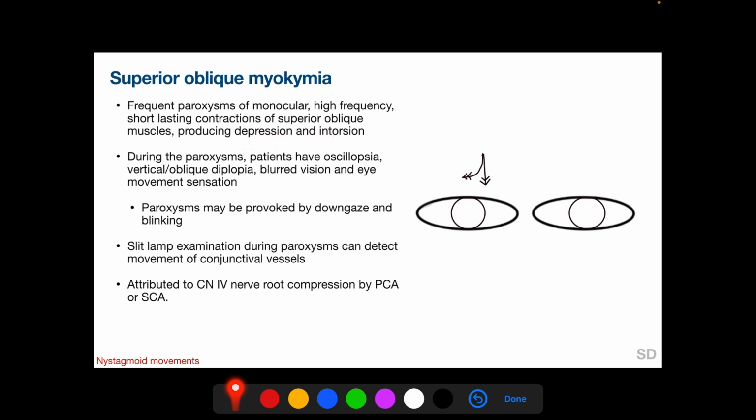During the paroxysmal episodes, the patient perceives oscillopsia, vertical or oblique diplopia, blurred vision, and sensation of eye movement. The paroxysms may be provoked by downgaze and blinking. Slit lamp examination during the paroxysms can detect movement of the conjunctival vessels, demonstrating the repeated high-frequency depression and intorsion of the involved eye. Superior oblique myokymia has been attributed to the compression of the fourth cranial nerve root either by the posterior cerebral artery or the superior cerebellar artery.